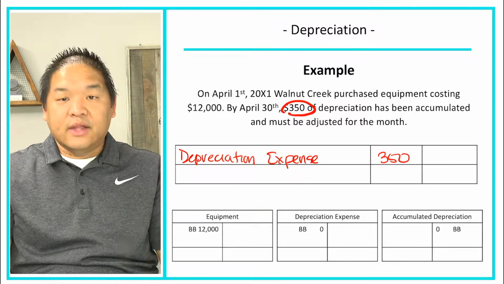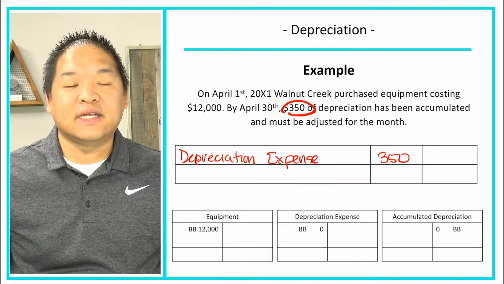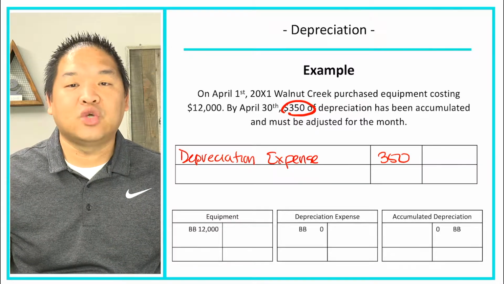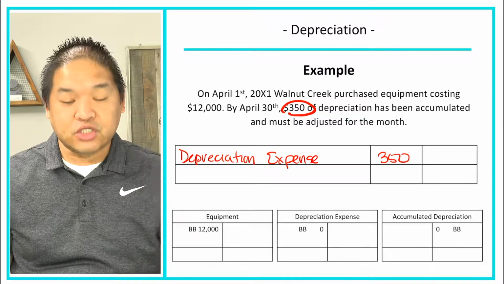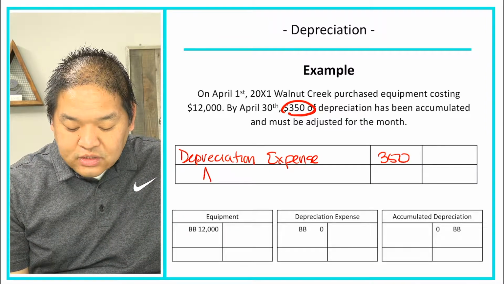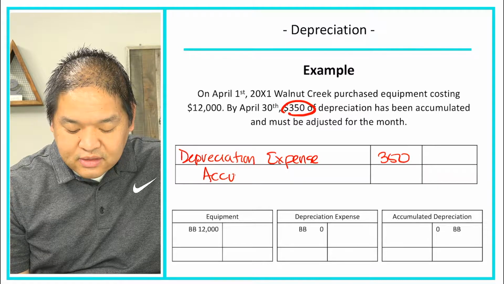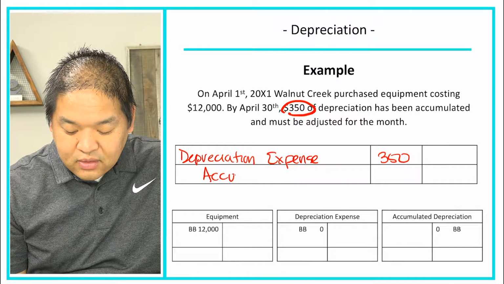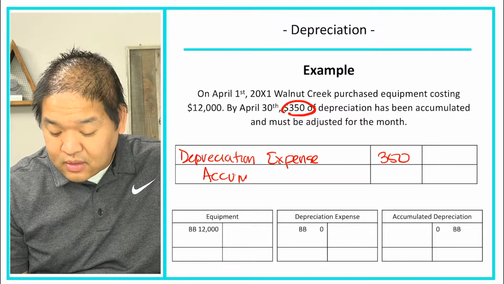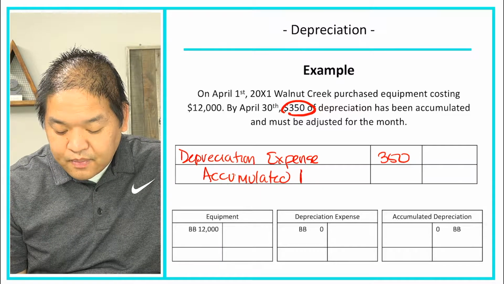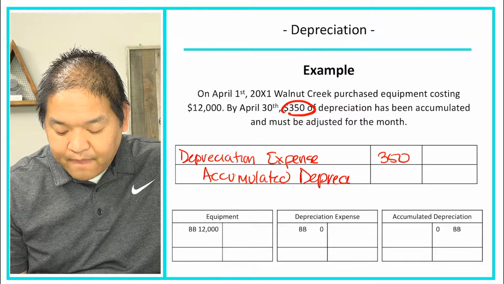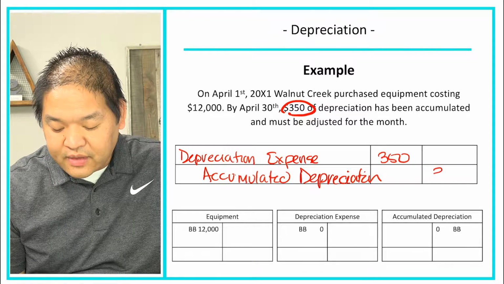Well, we could credit the asset, but we learned in this lesson that we can't credit the asset. So what do we credit? We credit the accumulated depreciation account. So we credit accumulated depreciation for the same amount, $350.